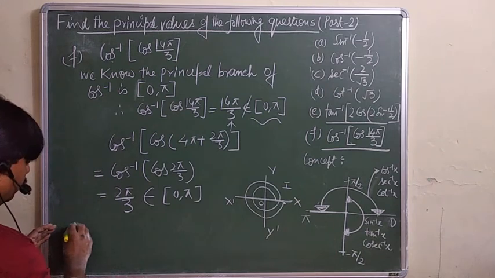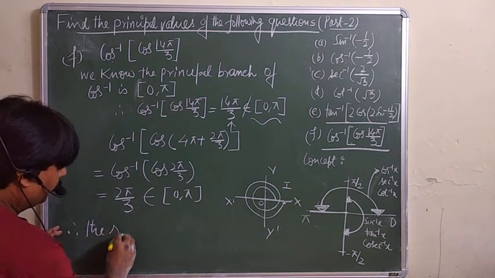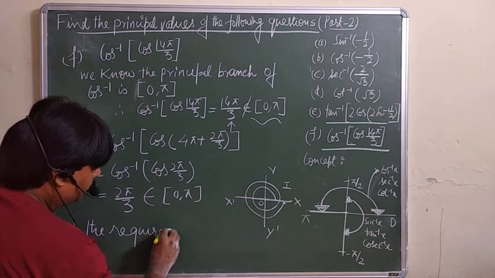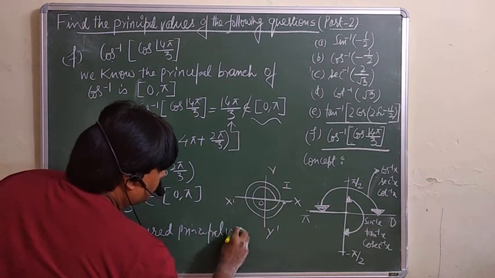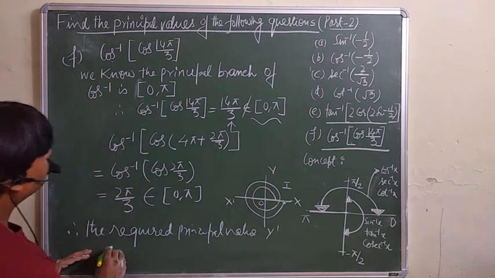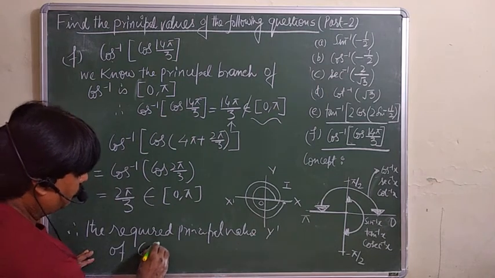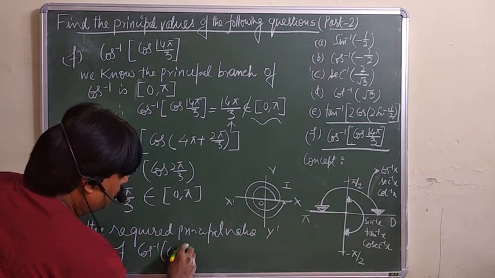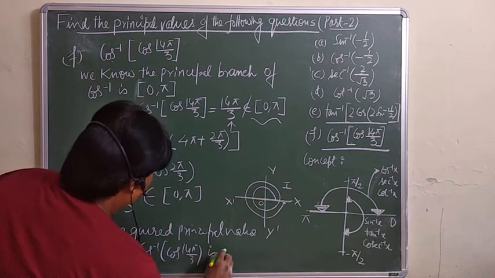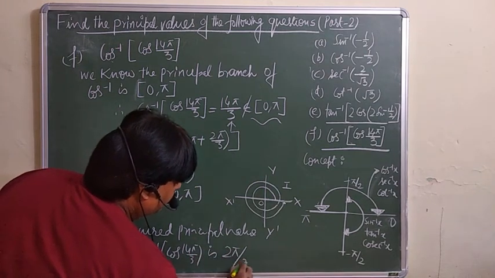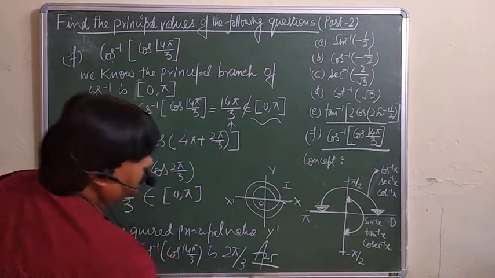Therefore the required principal value of cos inverse cos 14 pi by 3 is 2 pi by 3, and this is your answer. Have a look.